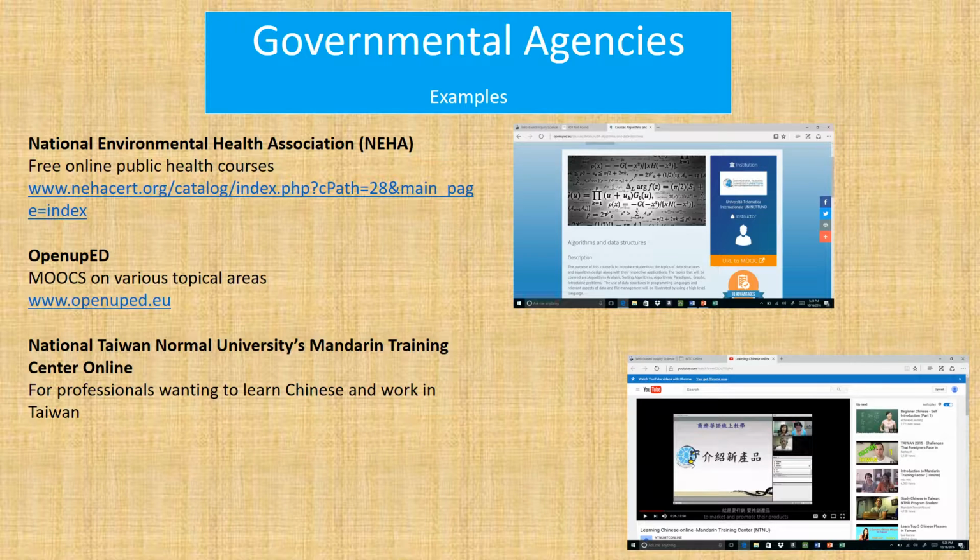Here are a few examples of online tools or education platforms that can be found within the context of governmental agencies. The first is the National Environmental Health Association. This provides free online public health courses. Open Up Ed provides MOOCs on various topic areas. And the final example is the National Taiwan Normal University Mandarin Training Center online. And this, as pictured below to the right, is for professionals who want to learn Chinese and work in Taiwan.